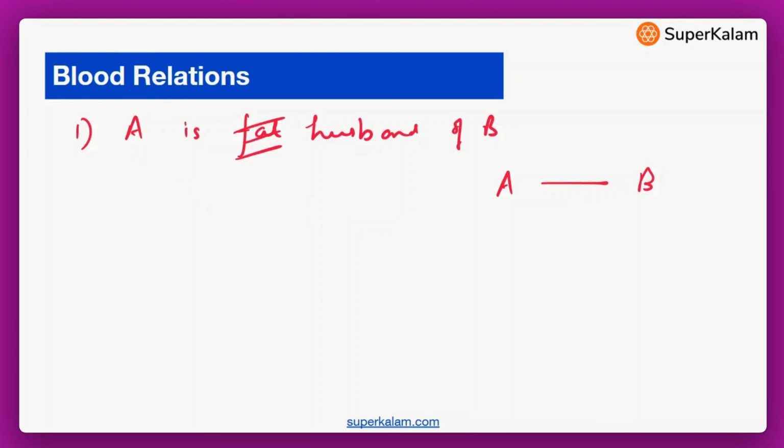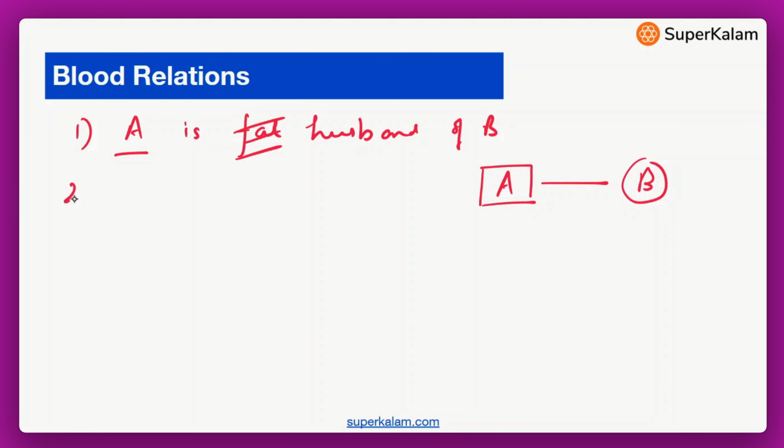Secondly, since A is male, we will show a person who is male by a box. We will put the character denoting him in a box. Similarly, for a woman, we will put the character denoting the female in a circle. So this horizontal line marks that these two are married couples. A is a male, that's why there is a square box here, and B is a female, that's why there is a circle here.